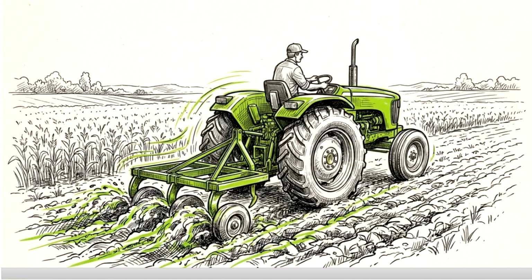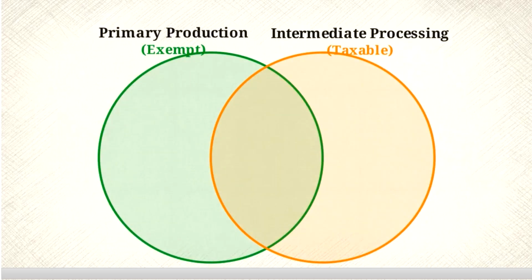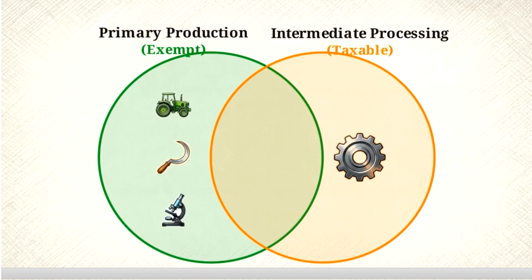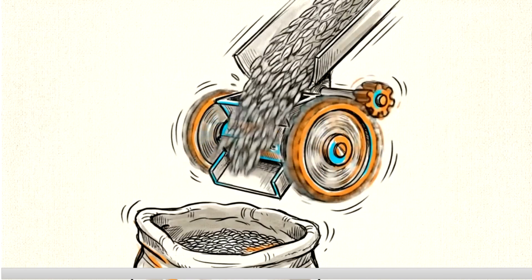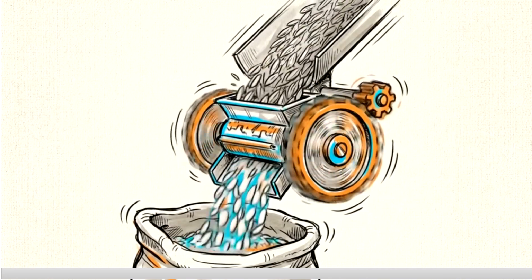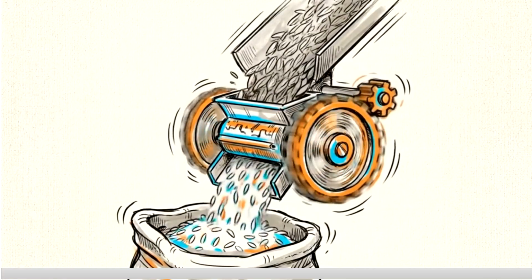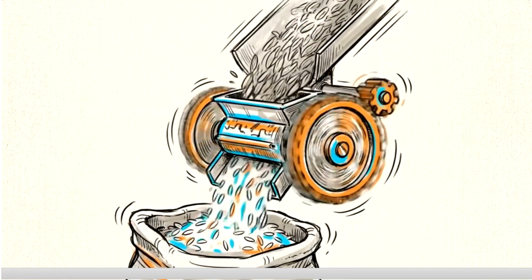In agriculture, the general rule dictates that operations directly related to primary production are exempt. This Venn diagram separates primary production from intermediate processing. Activities like cultivation, harvesting, and testing drop squarely into the exempt left side. Milling paddy into rice crosses the line into taxable territory. The milling process alters the essential characteristics of the raw paddy. That physical change classifies it as a taxable intermediate process instead of primary agriculture.